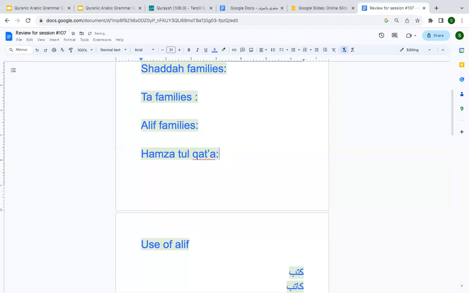Family number four has Hamza. It does not have Alif. Remember, your word will never begin with Alif. And this Hamzatul Qata, is it after the first root letter or before the first root letter? It is before the first root letter, barakallahu fik.